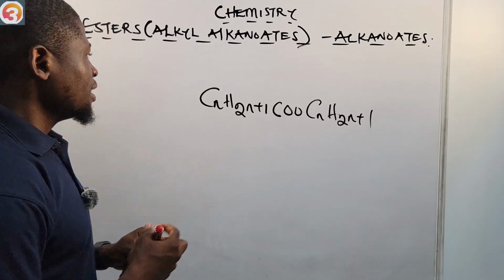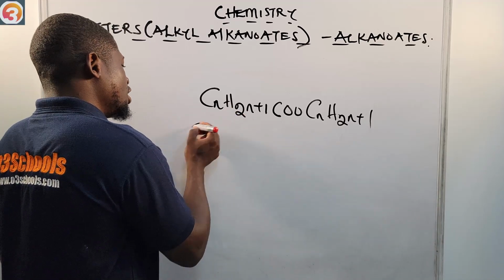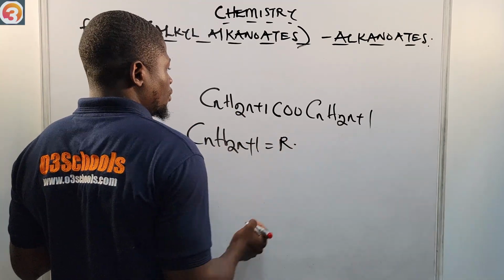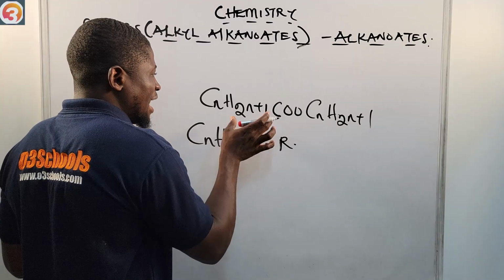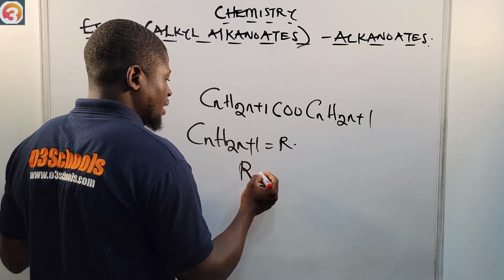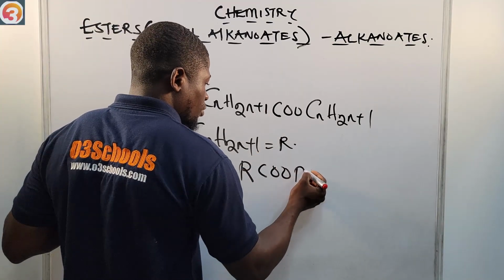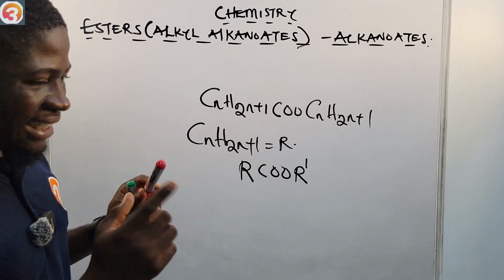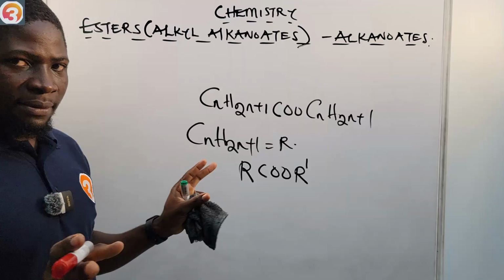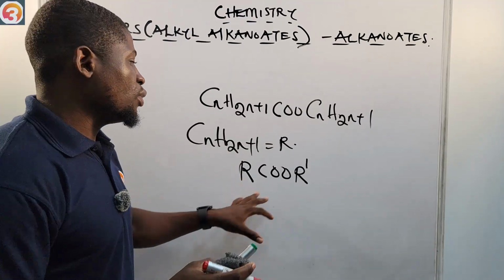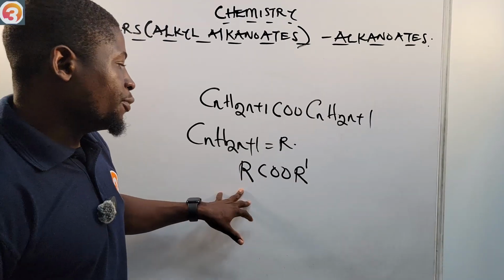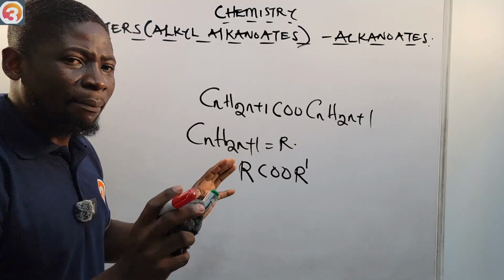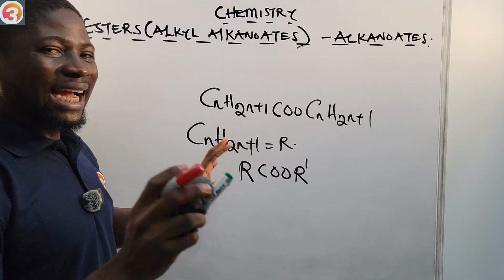So now let's continue. If this CnH2n+1 is R, we could easily say that esters have the general formula R COO R. Sometimes we put a prime on the second R, because there is a strong possibility that the two R groups are not the same. That's why I put R and R prime, to differentiate them. But they are both alkyl groups. Take note of that.